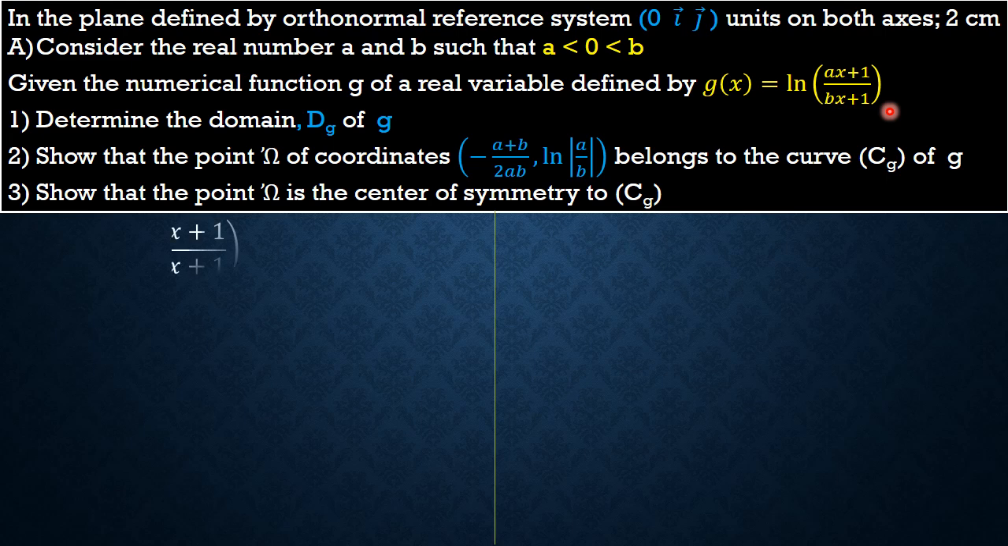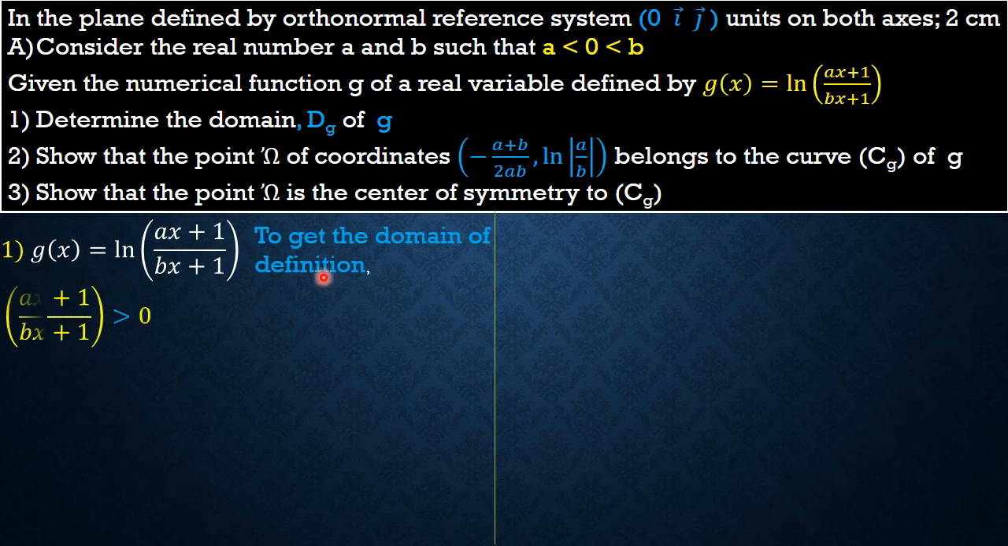All right, so guys, this is our function in this case. Like I said, all we have to take note of is that the interior of this natural logarithm function should not be 0, and it should be greater than 0. So we have (ax plus 1) over (bx plus 1) that has to be greater than 0. At this point, we can get our critical values by simply equating top and bottom to 0.